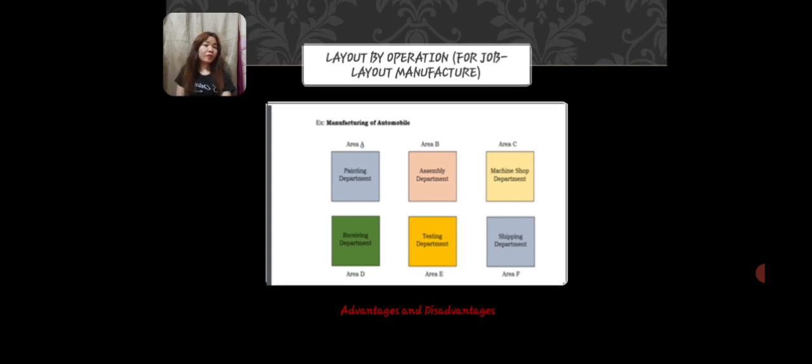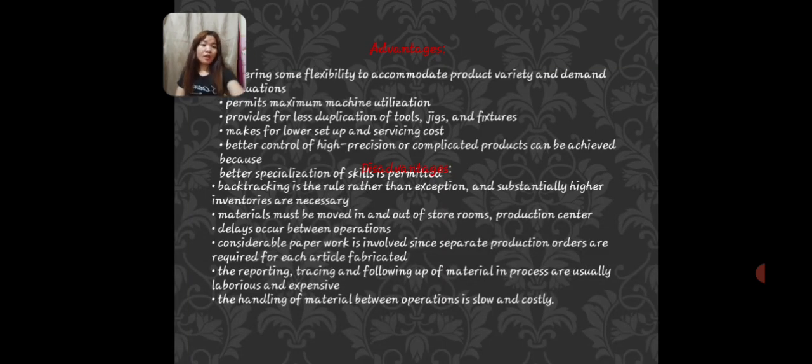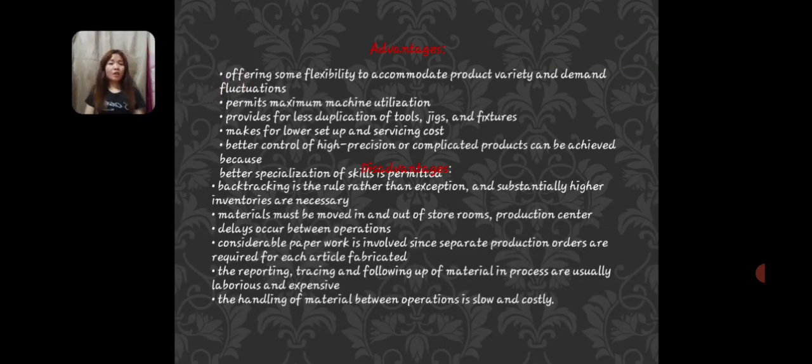I also explained this in my previous video. That is area A, area B, area C. So it is also arranged. So it also has advantages and disadvantages. So, what are the advantages? Offering some flexibility, accommodates product variety and demand fluctuations. Next is permits maximum machine utilization.